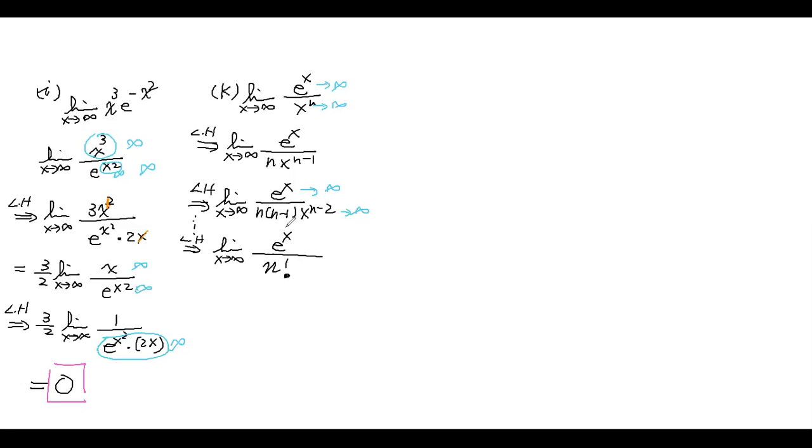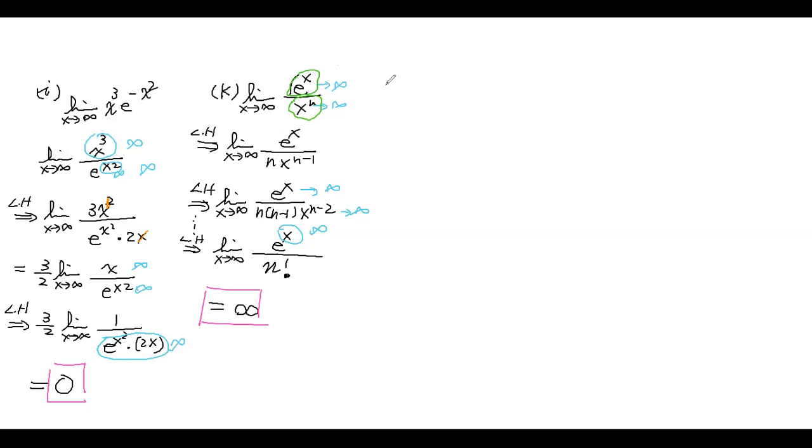Now you let x approach infinity. So this will be e to the infinity, so this is infinity. So basically, problem K tells you one very important thing: if you have an exponential and you have a polynomial, the exponential approaching infinity is way faster than the polynomial. So that's why when you put them together, you're going to infinity.